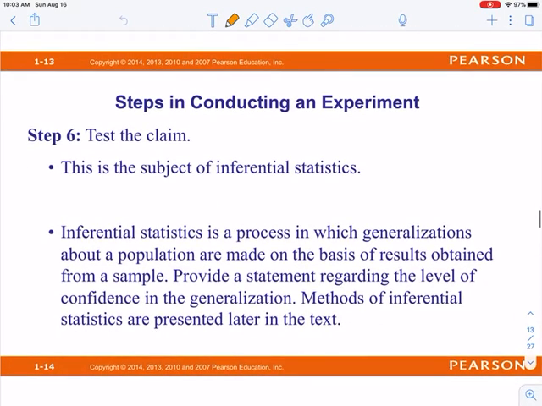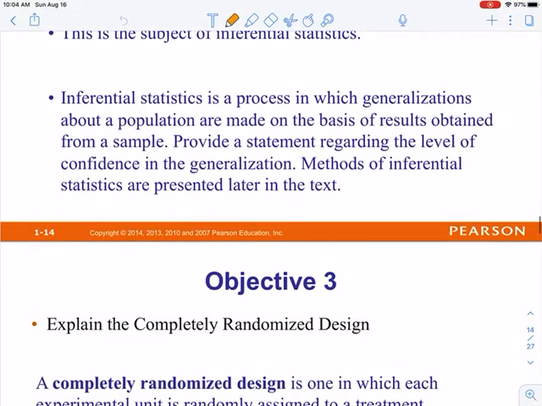And then we're going to test that claim. So this is the subject of inferential statistics, which is what we're doing. Inferential statistics is the process in which generalizations about a population are made on the basis of results obtained from a sample, and a statement is provided regarding the level of confidence in the generalization. Methods of inferential statistics, again, are going to be presented later on as we get further into the course.